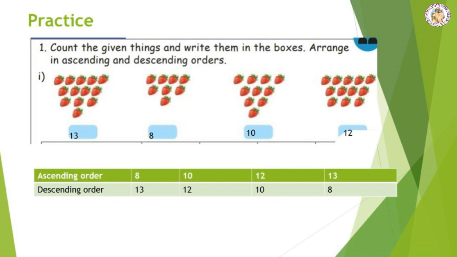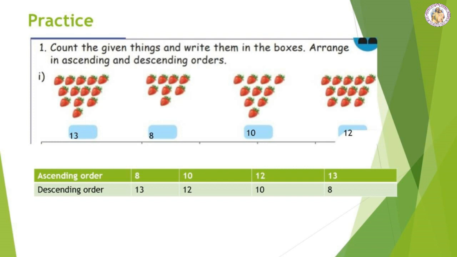Ascending order means what? Increasing order. So smallest number to bigger number. Among 13, 8, 10 and 12, which one is the smallest number? Yes, smallest number is 8. Next to 8 is a 10. Next to 10 is 12 and the last one is 13. The smallest number is 8. It keeps on increasing and ends with the largest, that is the biggest number.